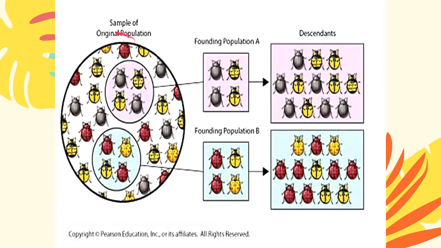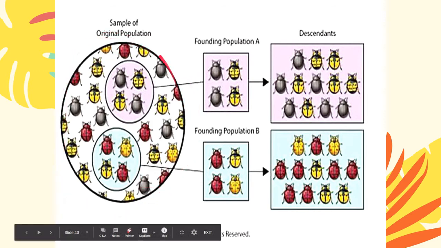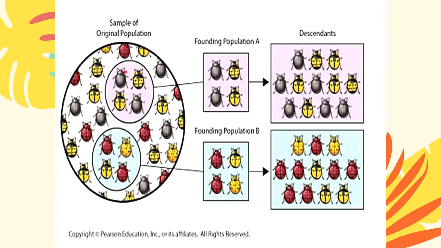For example, if this is the original population, as you can see, there's a wide variety of these beetles. You have black, yellow spotted, and red beetles. Now for some reason, a random event happened. For example, if they are found on an island and the island suddenly had an earthquake which divided it into two, one group is left on one island, or they went to one of the new islands. And then this group are the ones who got separated.